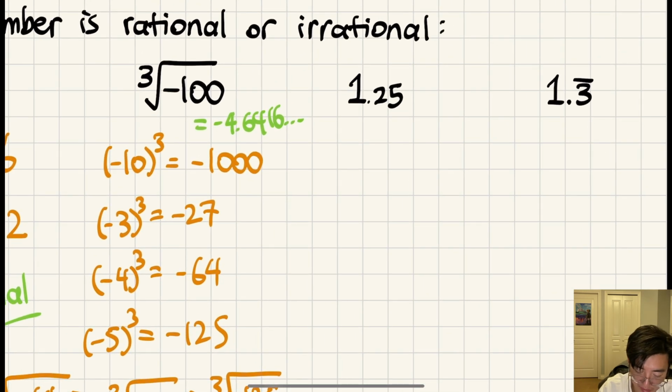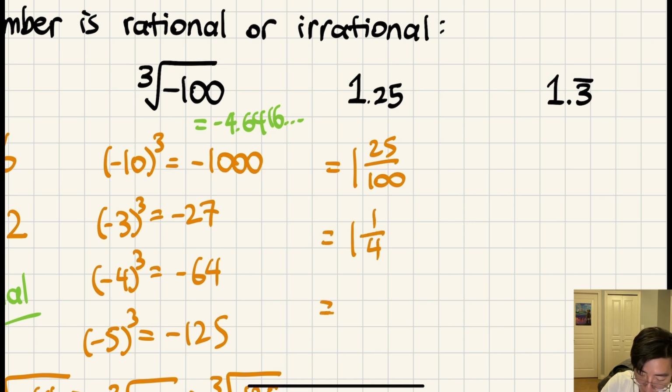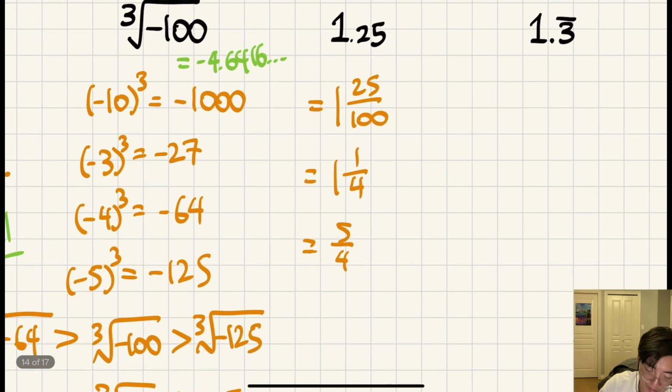Next, we have 1.25. Right away, we see that it's a decimal that just ends right there, which is really nice. So 1.25 is just 1 and 25 over 100, which is 1 and 1 over 4, which is just 5 over 4. Case closed, rational number.